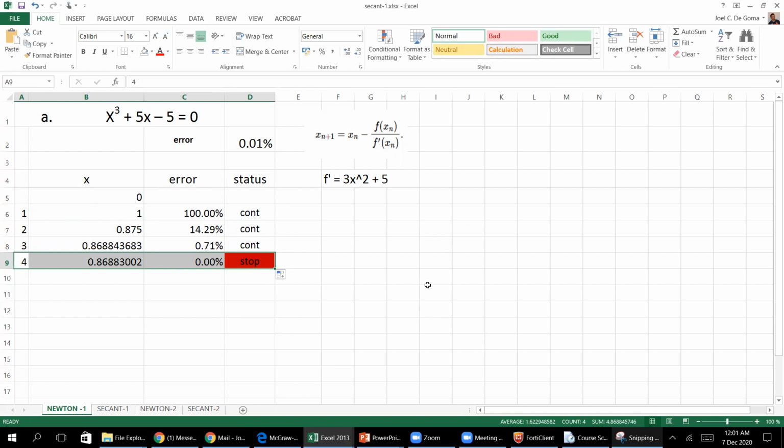Okay. So as you can see here, it's fast to get the root. The only problem here is how to determine the first derivative of the function. But if you know how to get it, just use this formula, you could get the root of the equation. Okay, another example.